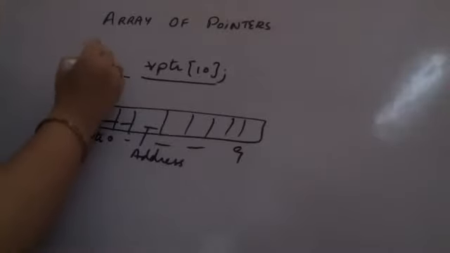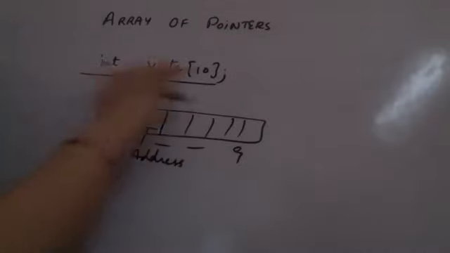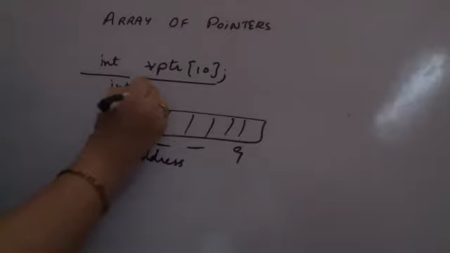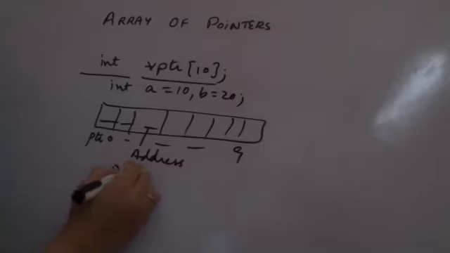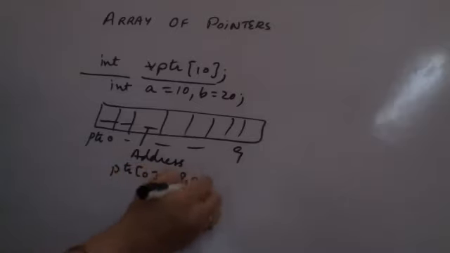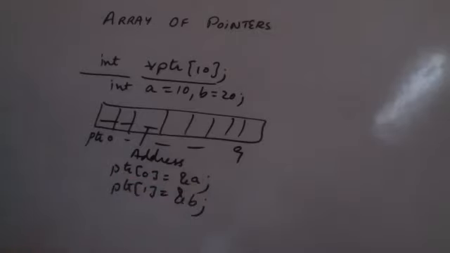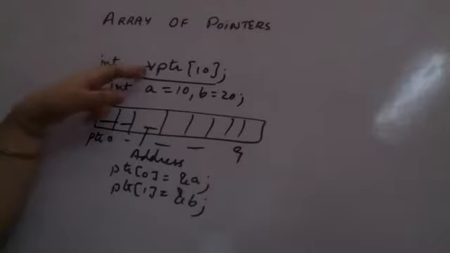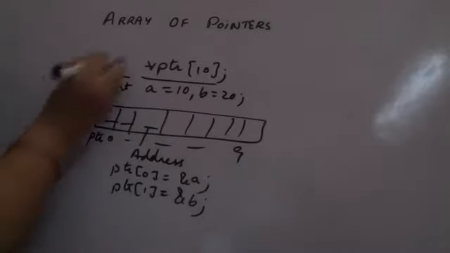If I give it as integer, this means that PTR is an array of 10 pointers which point to integer addresses. So if I am having such, and if I am writing integer A = 10, B = 20, I can write that pointer of 0 is equal to address of A, pointer 1 is equal to address of B. So this is nothing but array of pointers, array of integer pointers in this case. This array is having all pointers to data type integer.